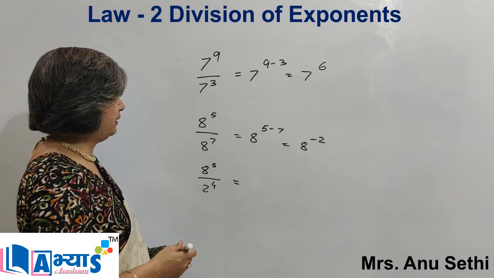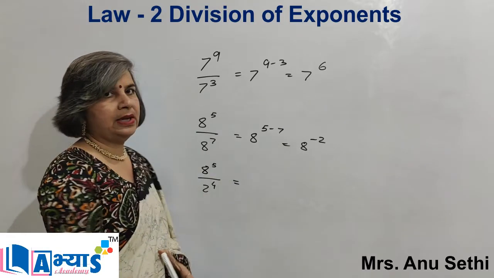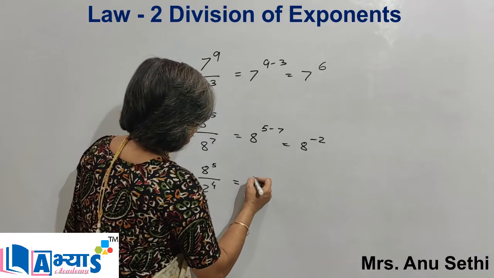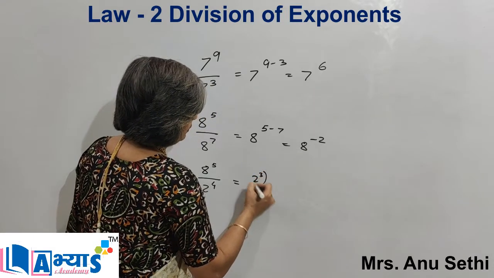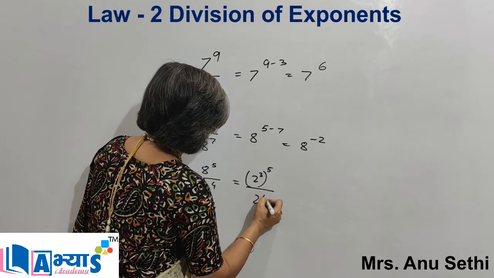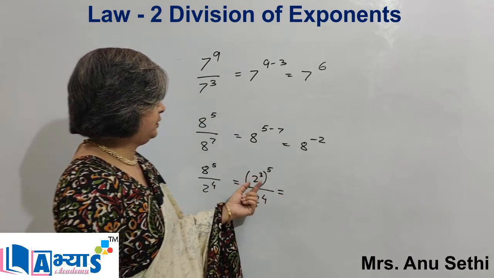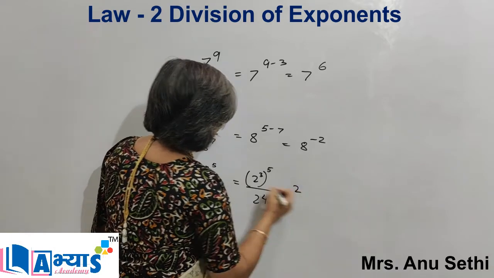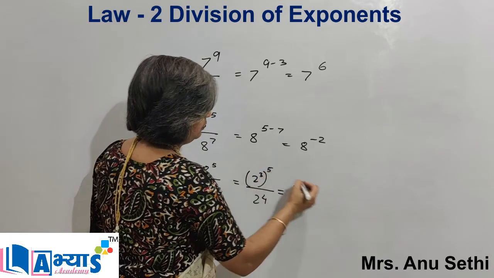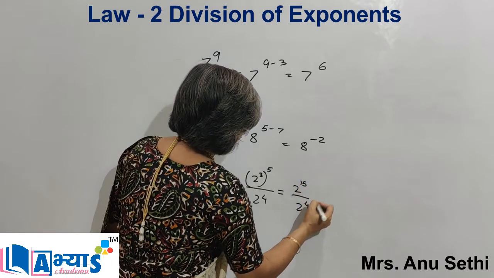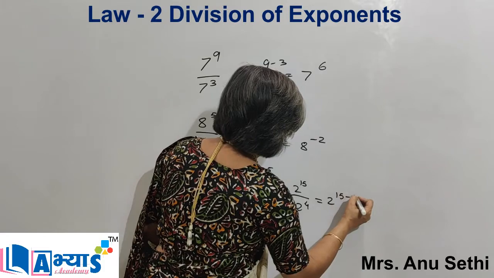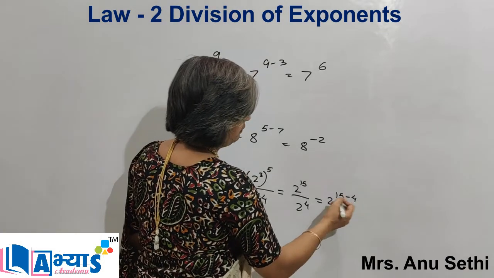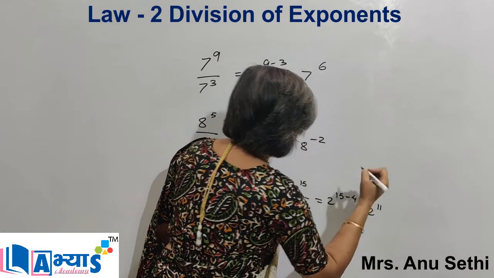But in the third example, I have 8 raised to power 5 and 2 raised to power 4. As now we see that the bases are not the same, we will try to make the bases the same. So 8 can be represented as 2 raised to power 3, and whole raised to power 5, upon 2 raised to power 4. When we open the bracket, we multiply 3 into 5 and get 15, upon 2 raised to power 4. So this is equal to 2 raised to power 15 minus 4, because now the bases are the same, that is 2. So we subtract the powers. We get 2 raised to power 11.